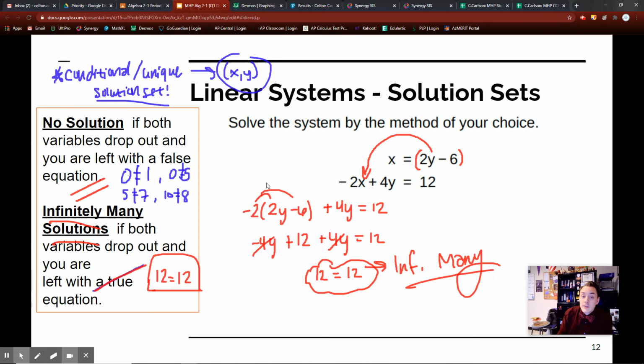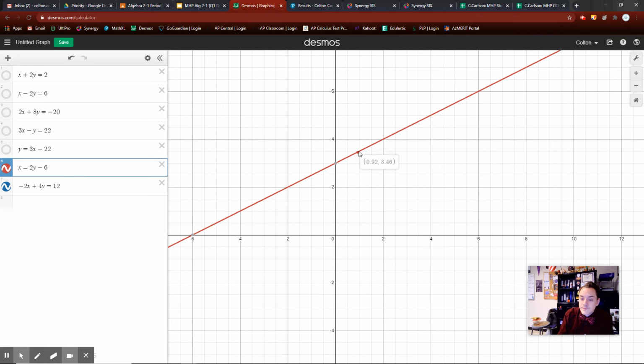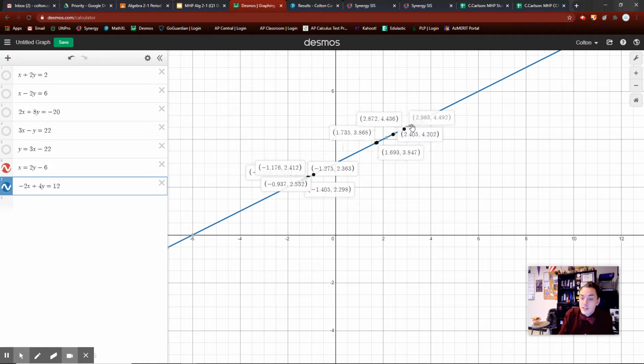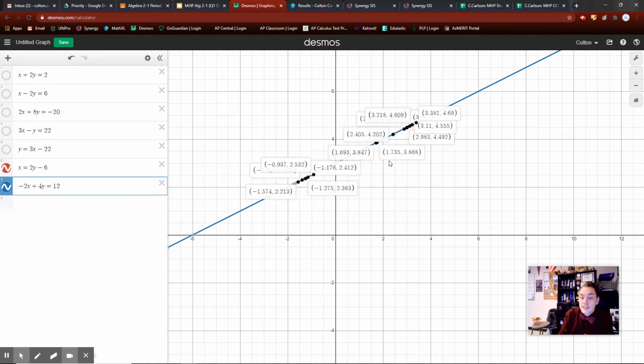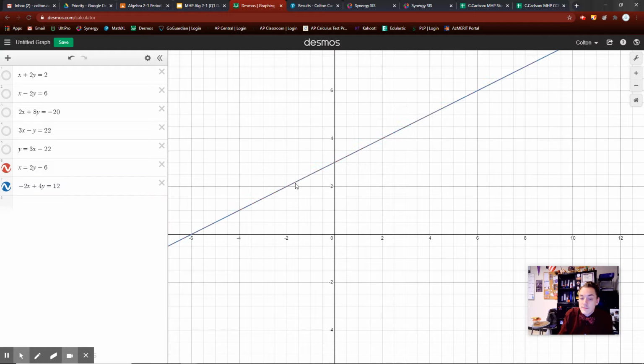And so this is what's called infinitely many, because literally all these are points. Every single one of these is a point that they intersect at. They cross. Okay, the blue and the red line cross on. Look at all these points. These are just a couple of points that they cross at. Look at that. Tons of points, right? And so that's why we call it infinitely many.